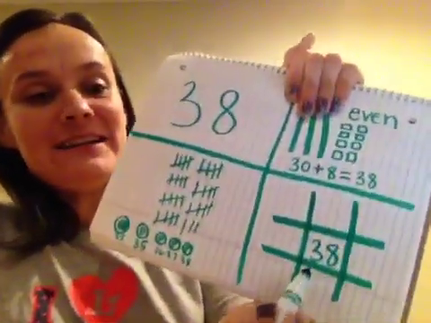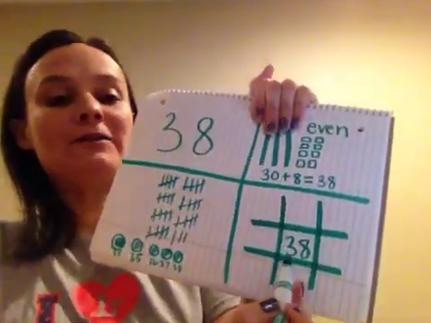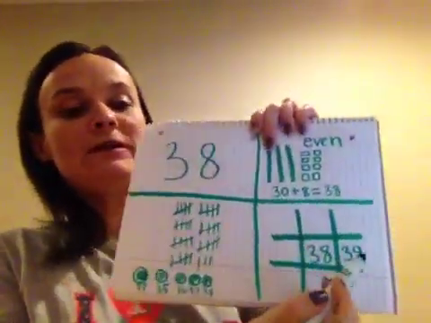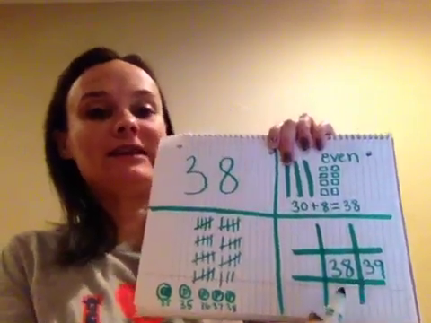Okay, in the last box, I'm going to make my tic-tac-toe board, and I can put 38 in the center. And our first task or job is to find one more. So I count on 38, 39. Then I go backwards to see what would be one less. 39, 38, 37.